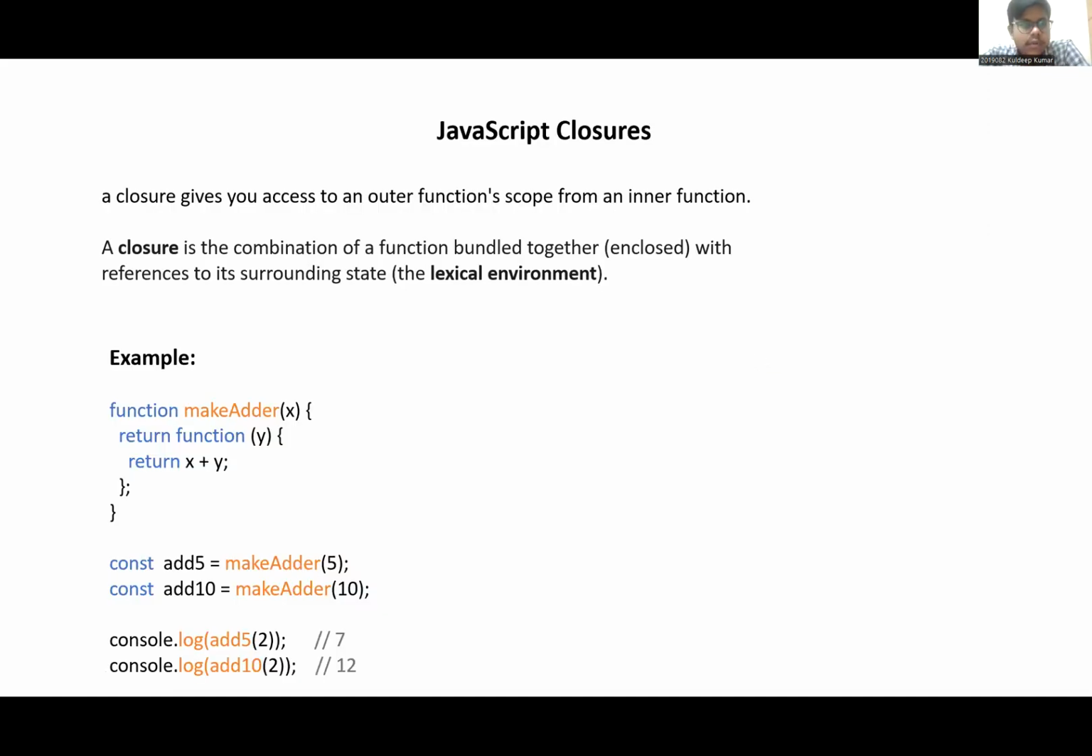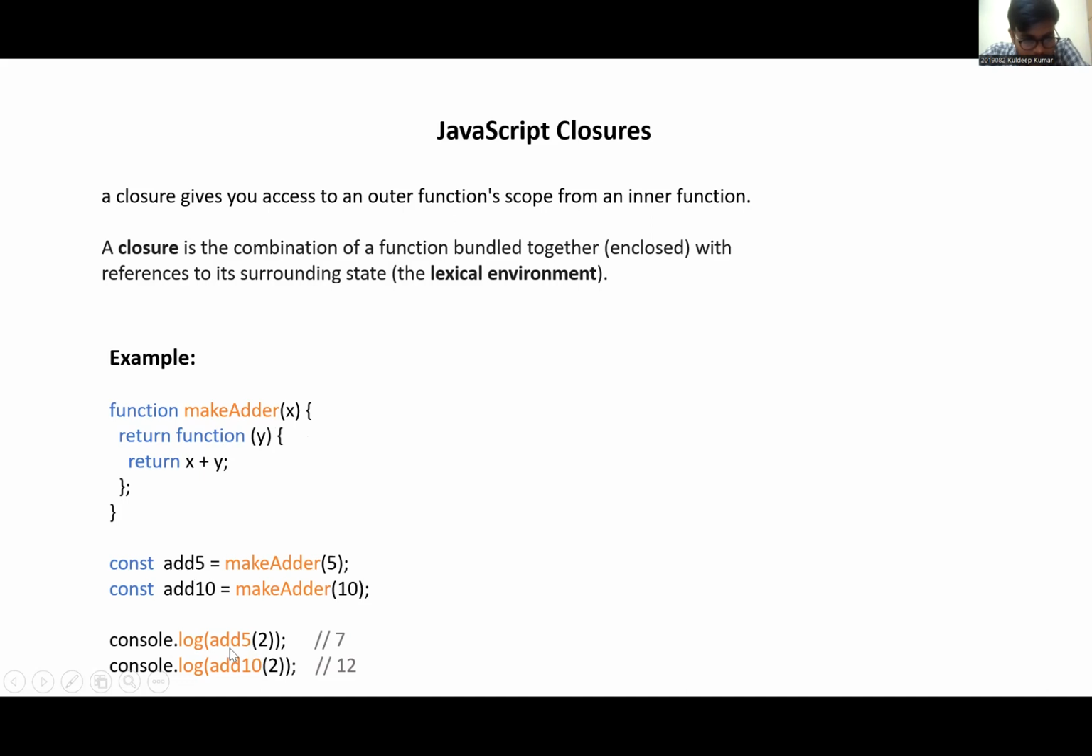And third is JavaScript closure. A closure gives you access to an outer function's scope from an inner function. So this is an example. First we made a function. The function name is makeAdder. It takes a parameter x, and inside it is another function taking y. Here we call makeAdder with 5, so x becomes 5, and it returns a function, which we store in add5. Then console.log add5 2.